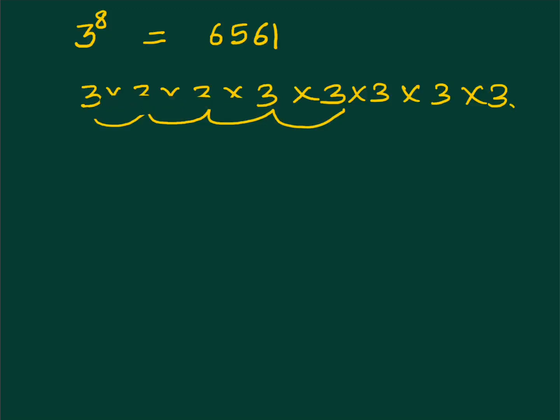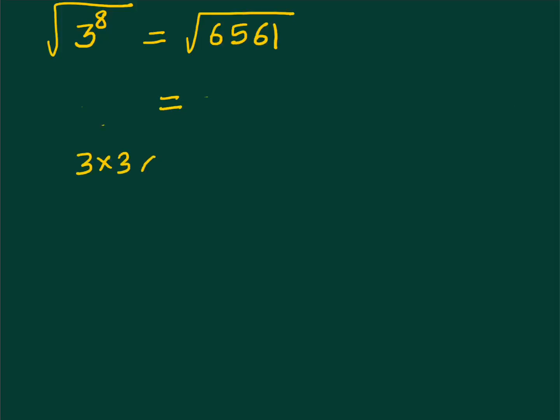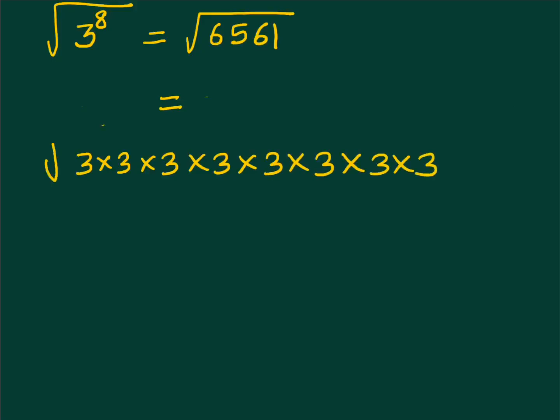Next step, I ask you to find out the square root of 6561. Oh my God, look at that. It looks very challenging, right? This is the question. But you see, 6561 is the same as 3 to the power of 8. So, 2, 3, 4, 5, 6, 7 and 8. And I have to find out the square root of this. So we again make groups of 2.